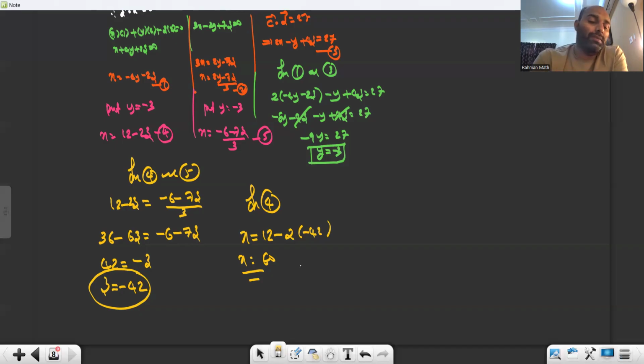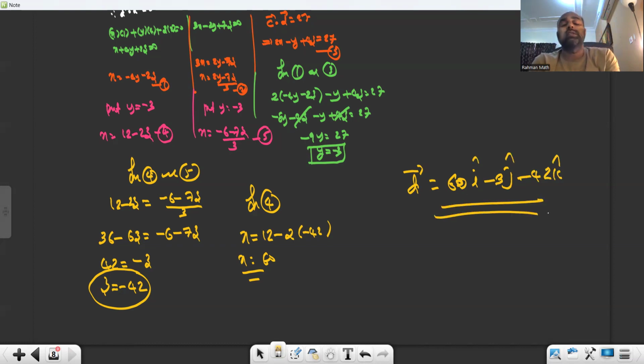The required vector D equal to 60i minus 3j minus 42k. This is the required vector, 60i minus 3j minus 42k. So calculations are a little more. So please try to understand. This is the only difficult question in this module, I feel. All the other things are manageable.